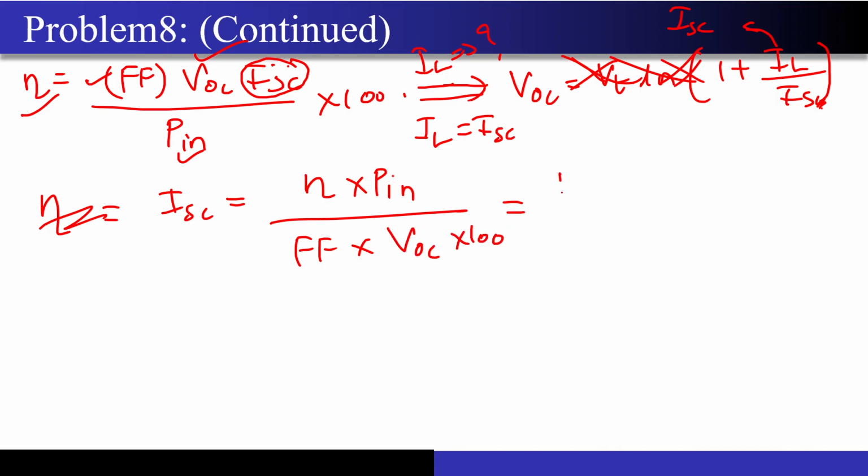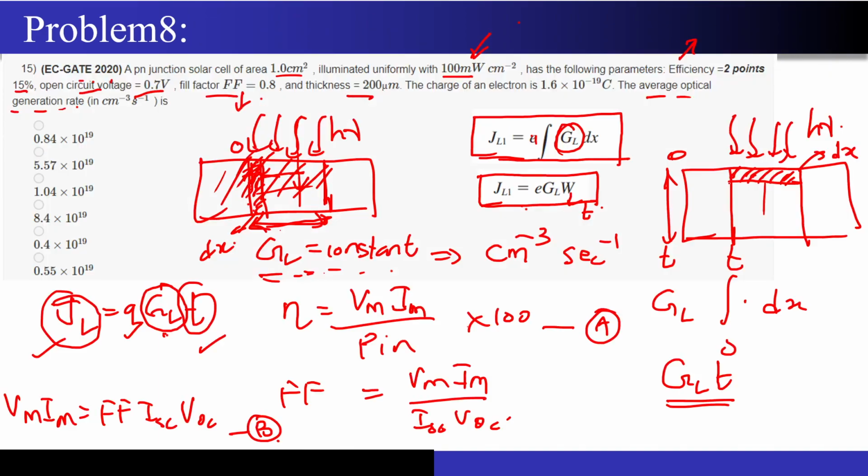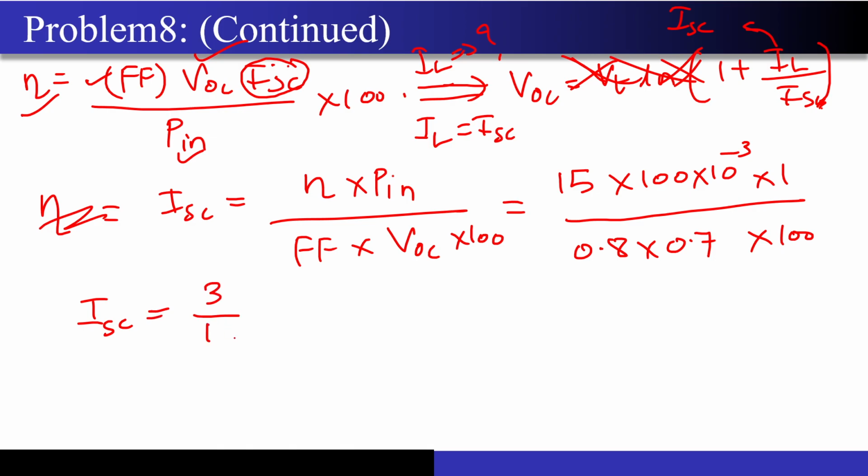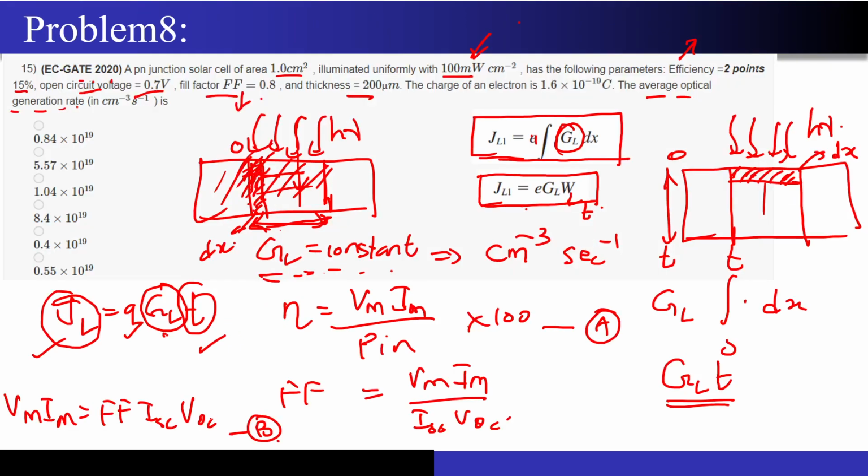So what is this efficiency given to be? 15. The P in is given as 100 milliwatts, into the area which has been given as 1 centimeter square, divided by the fill factor given as 0.8, open circuit voltage given as 0.7, into 100. So this ISC value, if you calculate, will come out to be around 3 divided by 112 ampere, and this is my IL.